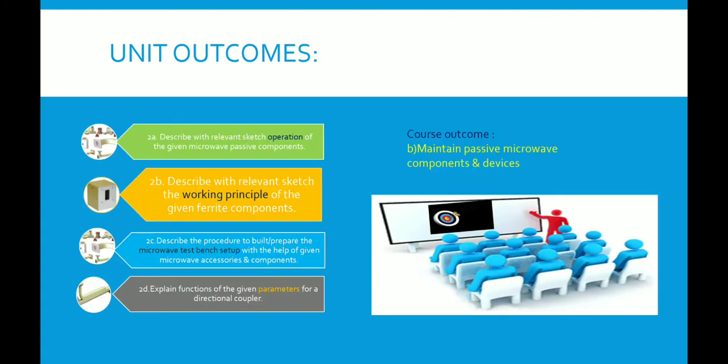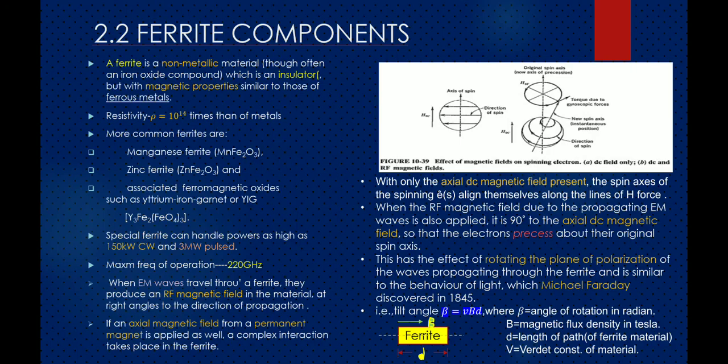Unit outcomes expected: to describe with relevant sketch the working principle and operation of the given microwave passive components, that is the ferrite components here, and also to see where to connect these components in the microwave test bench setup. The overall course outcome is to maintain passive microwave components and devices.